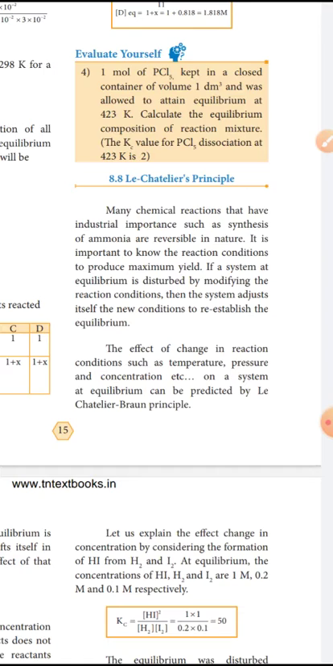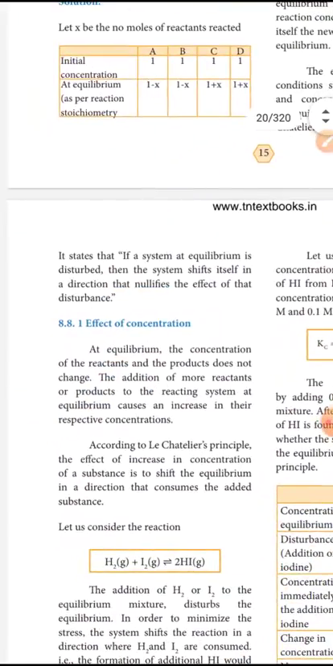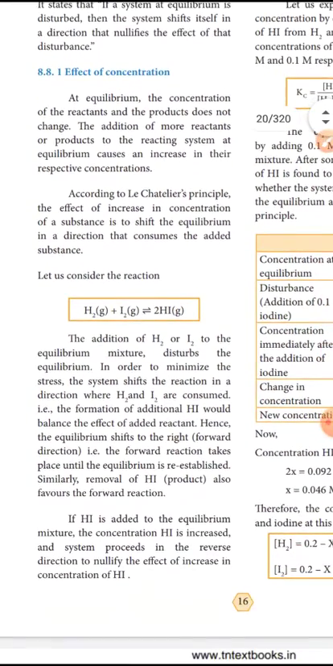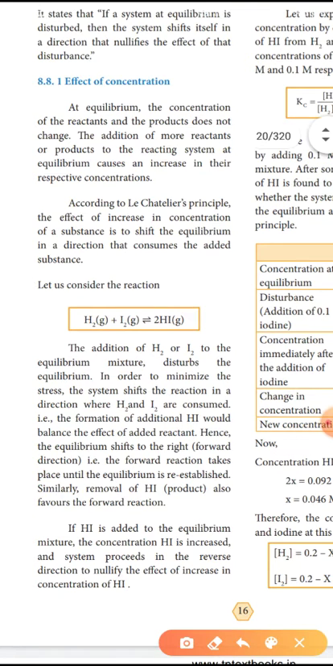Example: hydrogen reacts with iodine to form hydrogen iodide. Hydrogen H2 plus iodine I2. Hydrogen and iodine are the reactants. The reactants react to form the product hydrogen iodide, HI.